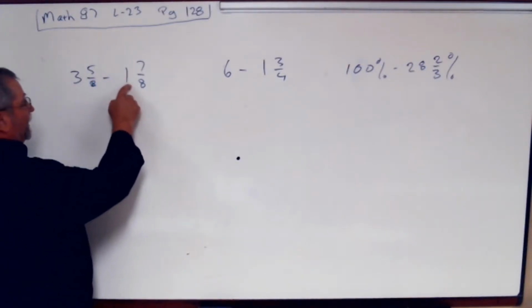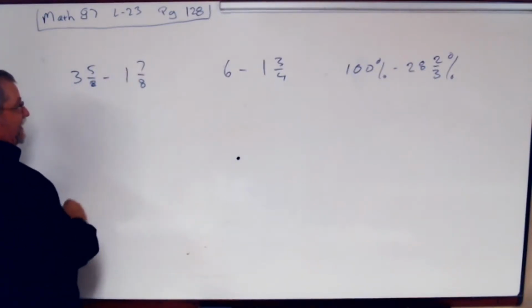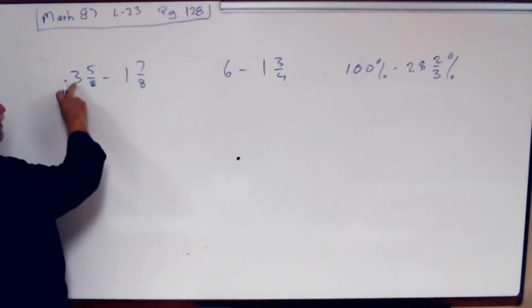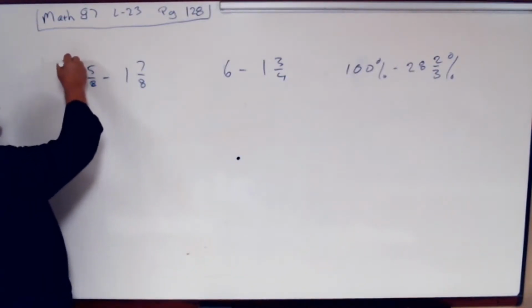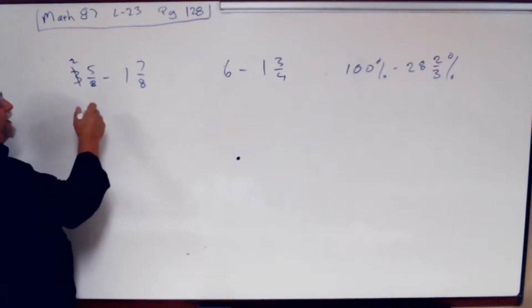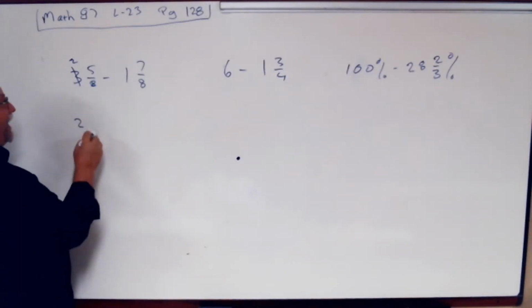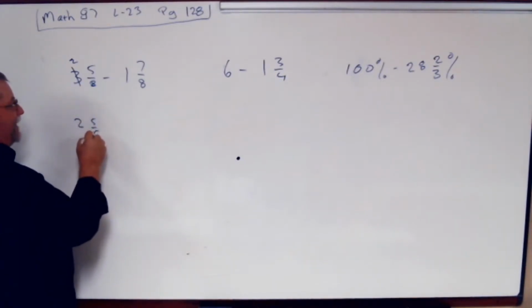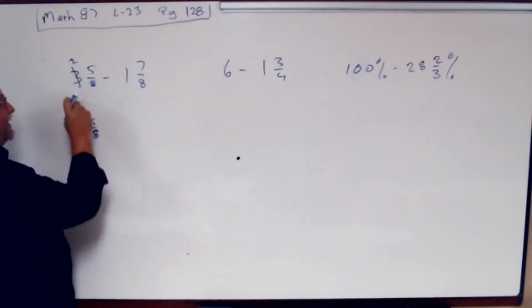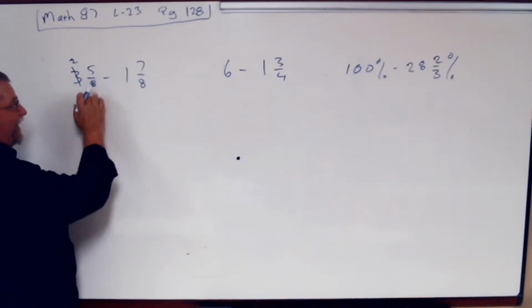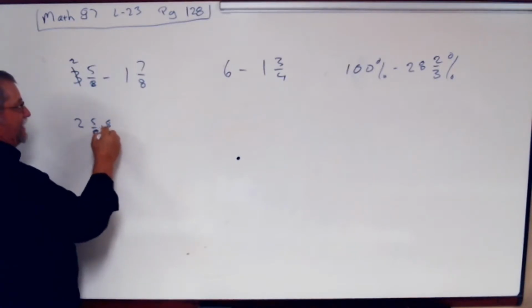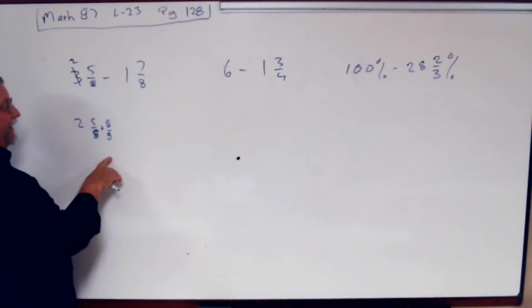We can do the 3 minus 1, but we can't do the 5 take away 7, all right? So what we have to do is borrow 1 out of this 3. Okay, take 1 out of there, that makes it a 2. I am going to put the 1 into the fraction, all right? So I have 2, and I have 5/8, but the 1 I took out of here is, in terms of 8s, 8/8. This number here is equal to 1.